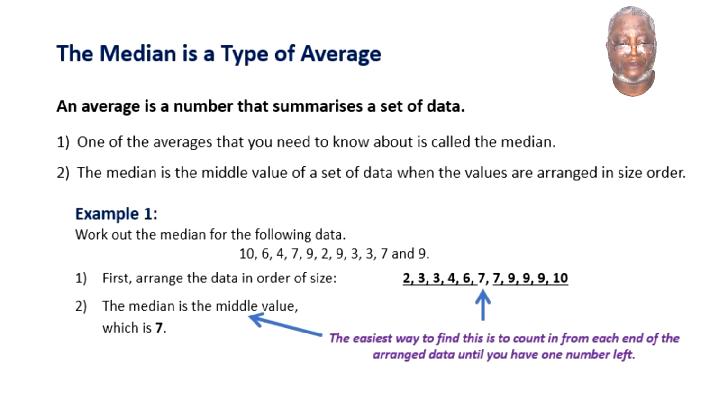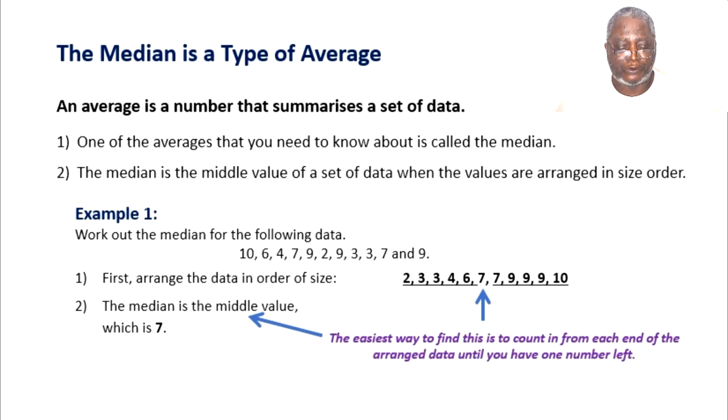Median is a type of average. An average is a number that summarizes a set of data. One of the averages that you need to know about is called the median. This is the middle value of a set of data when values are arranged in size order. Let's look at example 1.